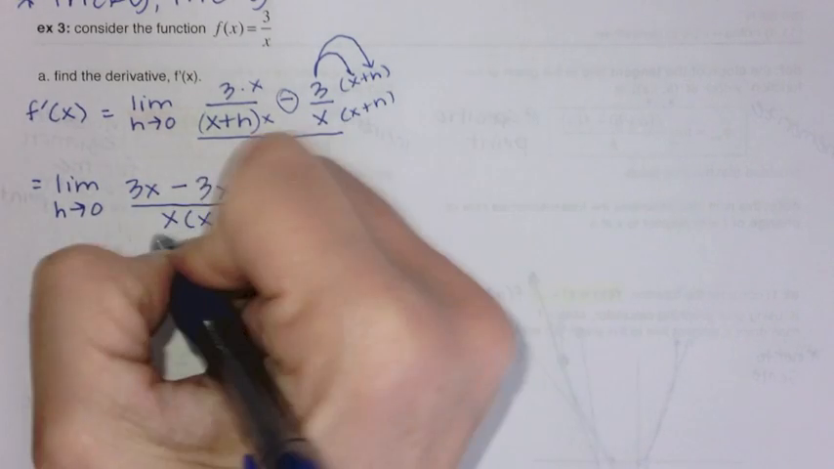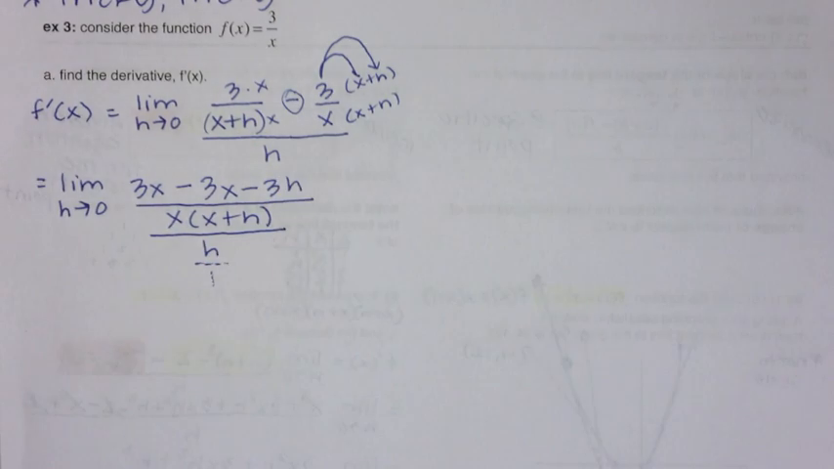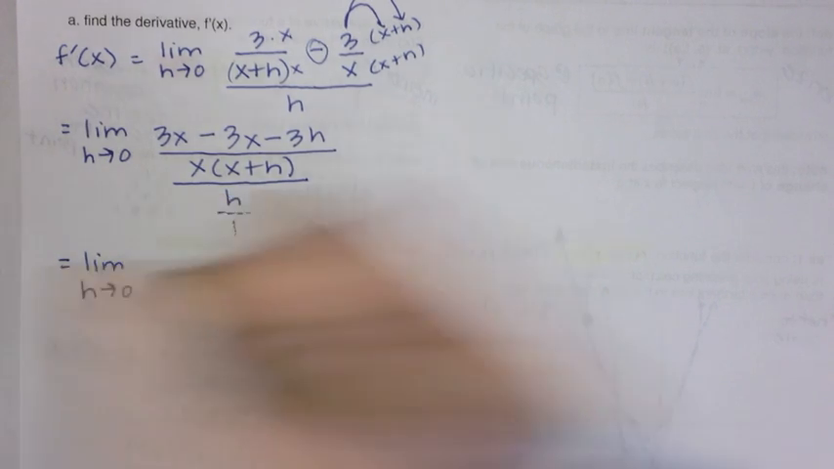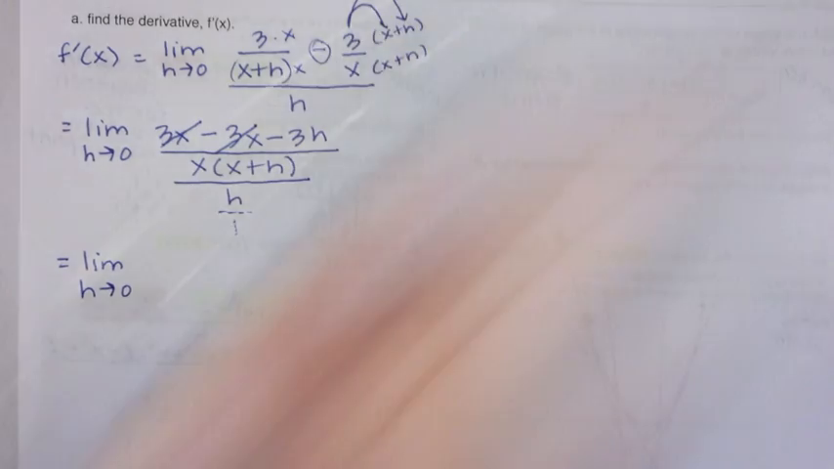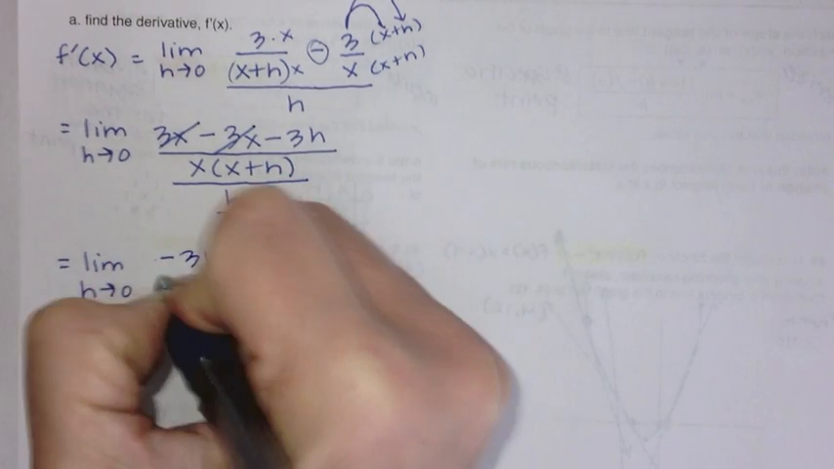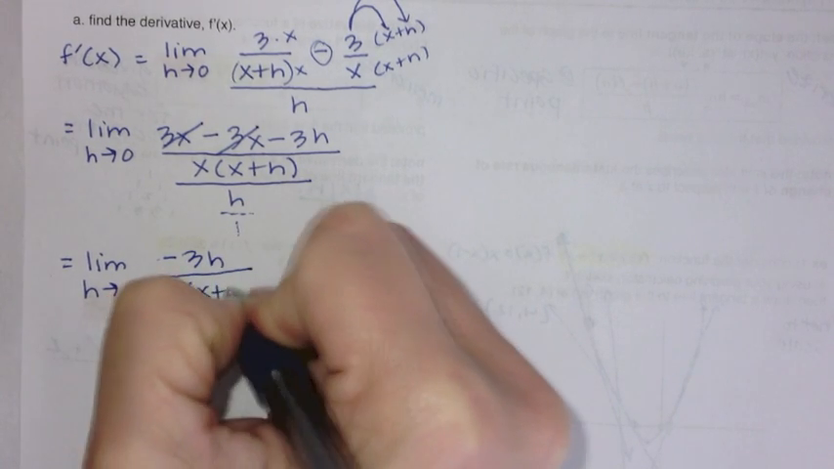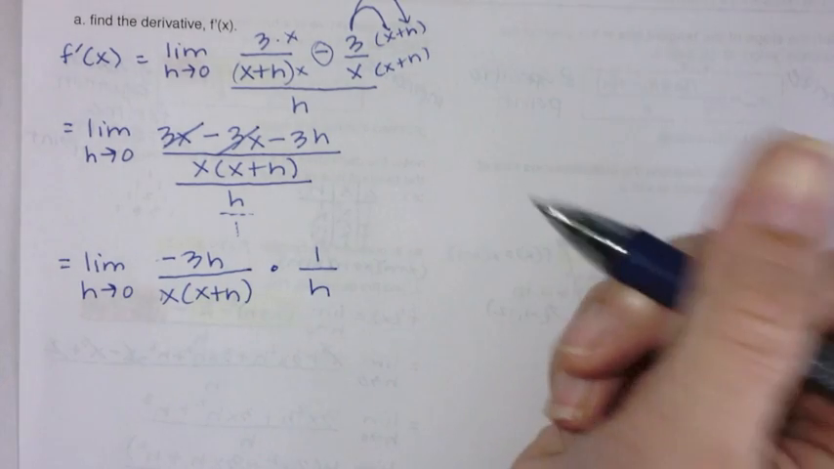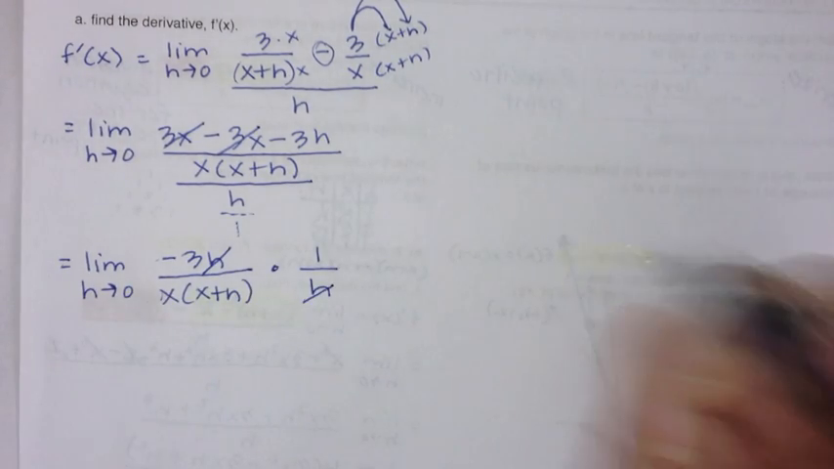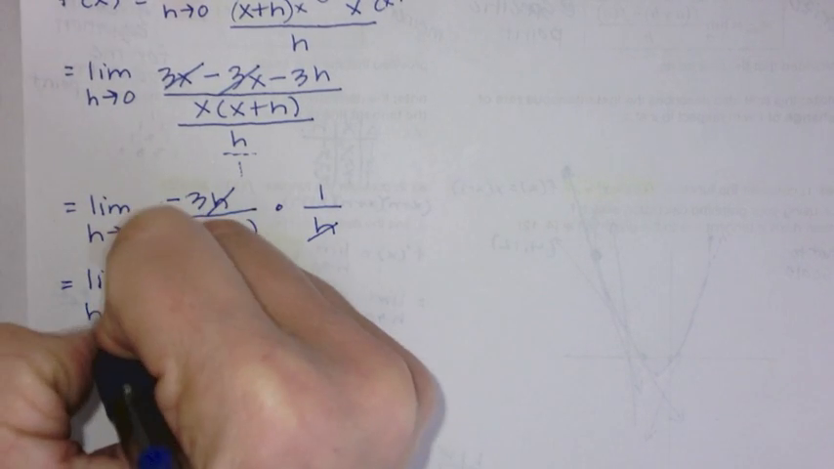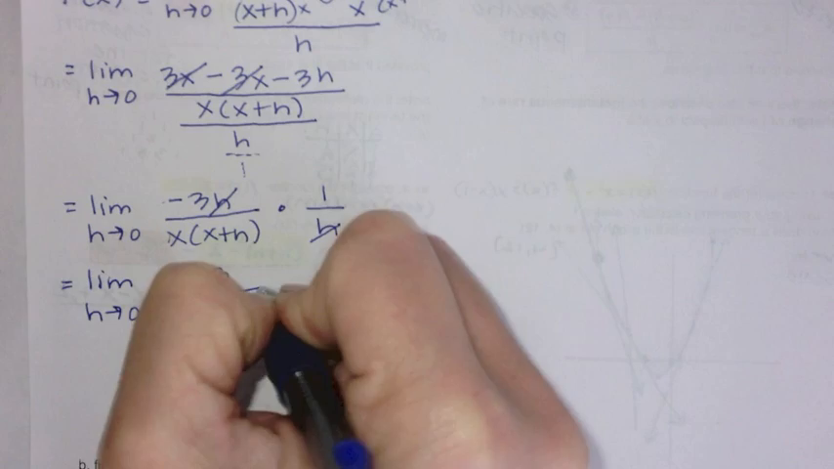So that was our numerator, all over h. And I'm going to make this h over 1 and simplify, using copy dot flip in the next steps. So the 3x's cancel each other out. Then I have -3h all over x times x plus h, times 1 over h. And look at the beauty in that math right there. Rigged. And so then we get that this equals the limit as h approaches 0 of -3 over x times x plus h.